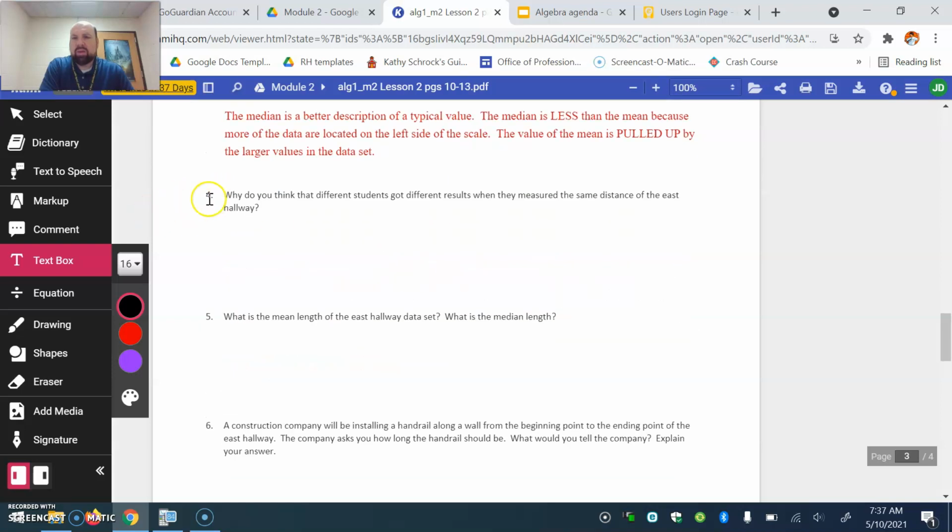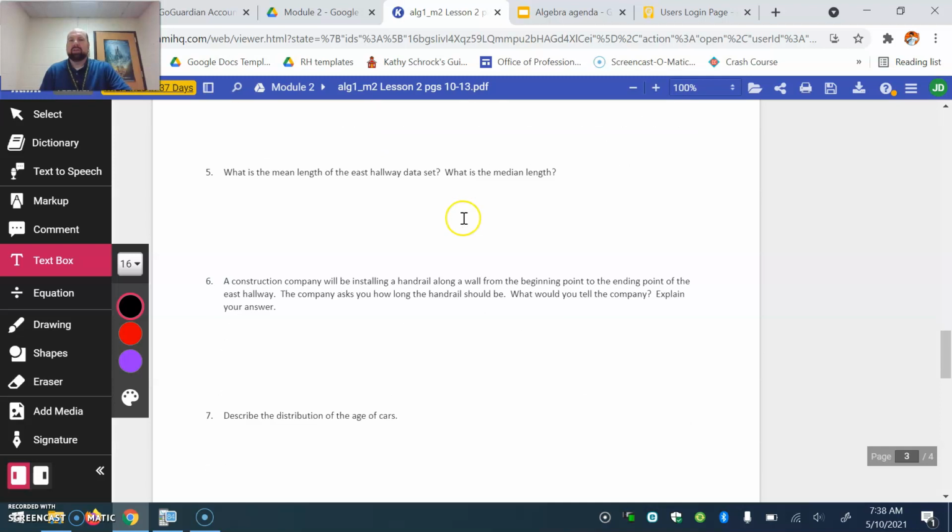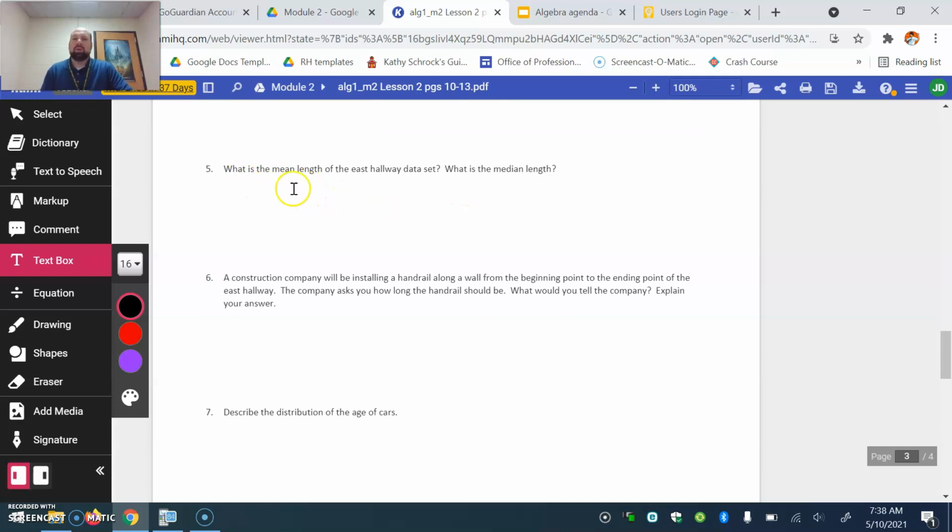Okay, we actually already talked about number 4. Why do you think there were different results when students measured the hallway? When you're using a meter stick and you have to lay it down and then pick it up and then lay it down and pick it up, there's going to be some error. So we don't need to discuss that. However, what is the mean length of the East Hallway data set and what is the median?